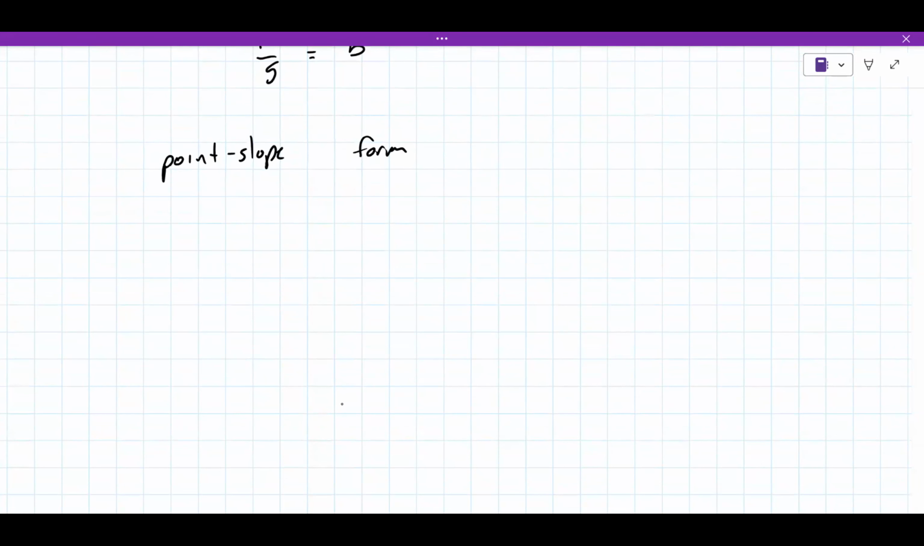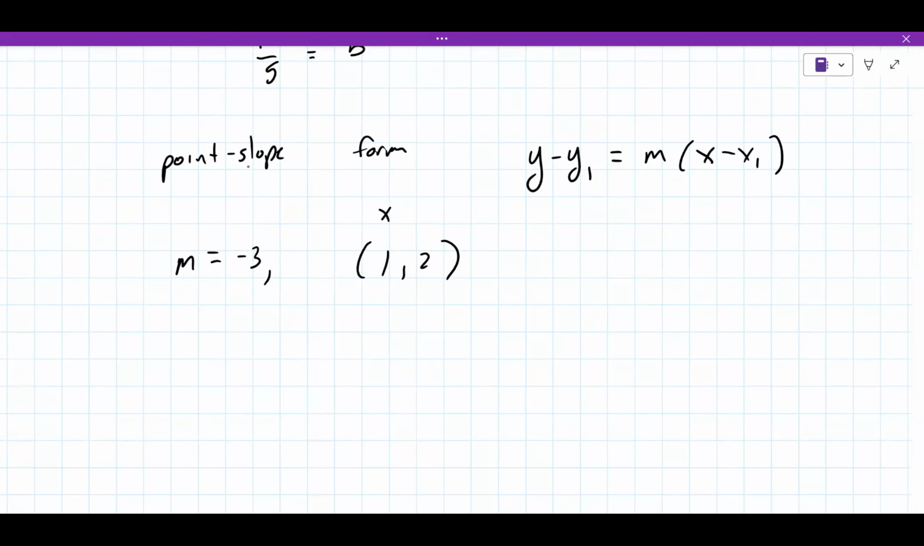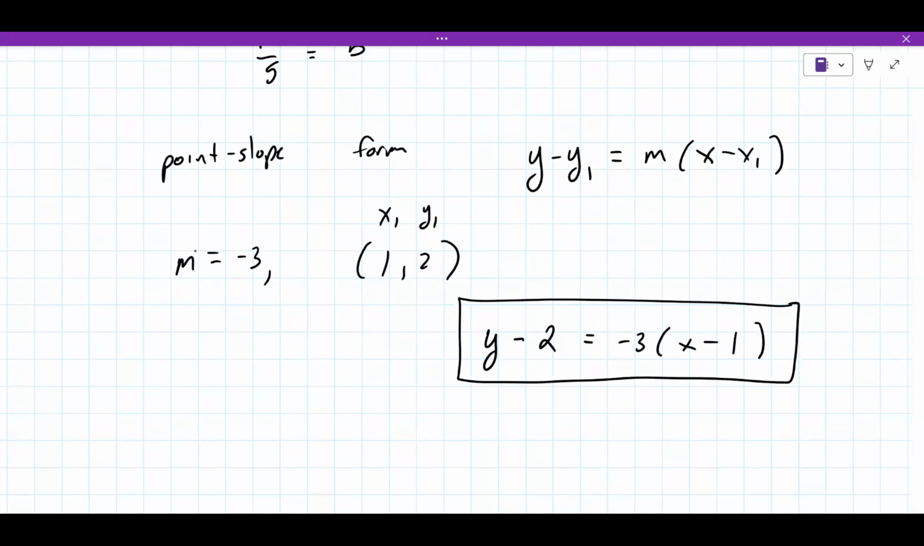Okay, so point slope form is y minus y1 equals slope times x minus x1. Have you seen that in class? Yeah. Okay, so the name tells you what you need. All right, so if I tell you the slope is -3, and the point is 1, 2, this is your x1 and your y1. M is obviously -3. So you just write the equation y minus 2 equals -3 times x minus 1. And you are done. There's nothing more to do.